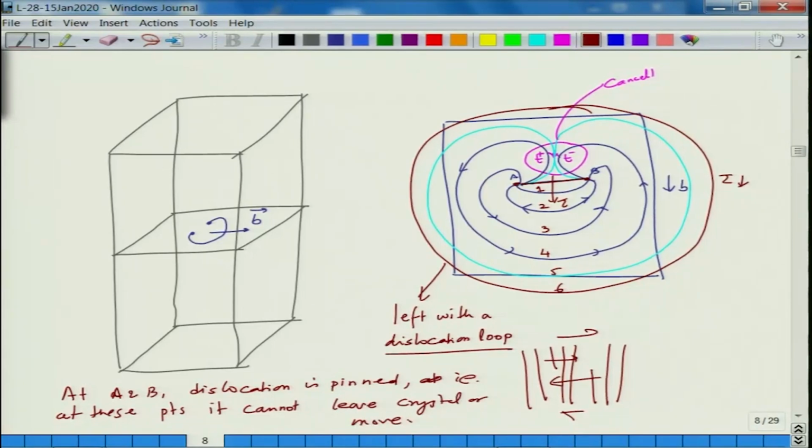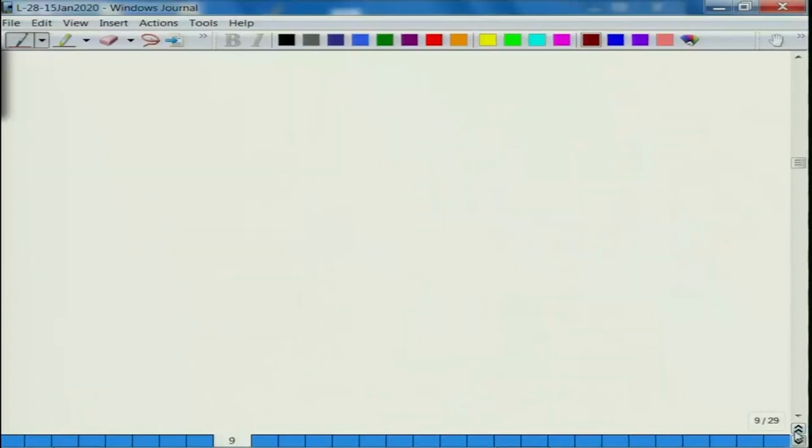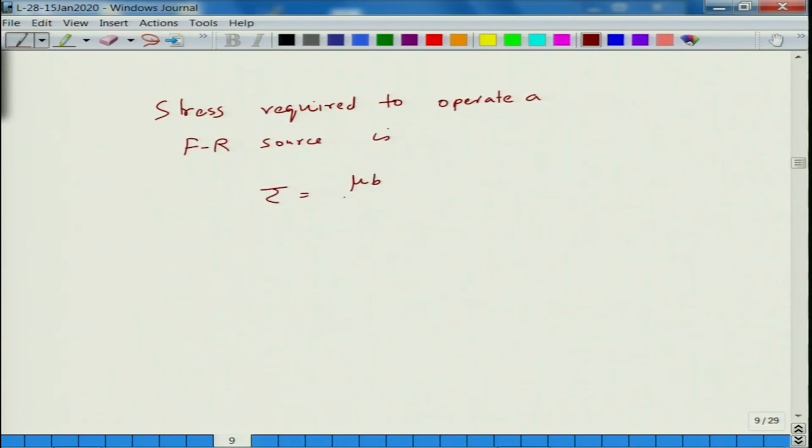So, this intermediate portion between A and B will move, and this will keep ballooning itself as you keep applying the stress, and the stress that is required to move this dislocation. So, this is called basically a Frank-Read source. The stress required to operate a Frank-Read source is given as tau equals mu b by L.